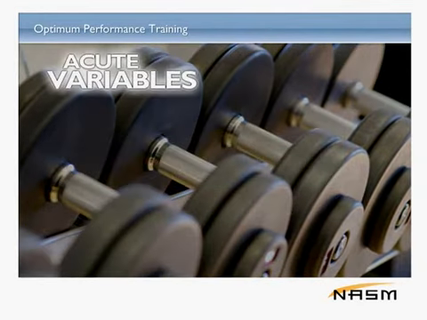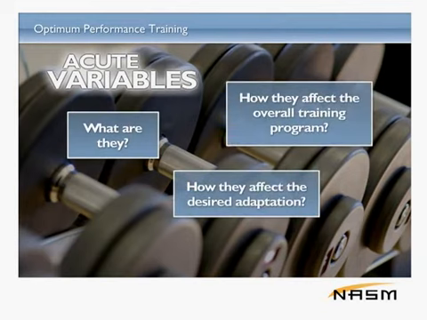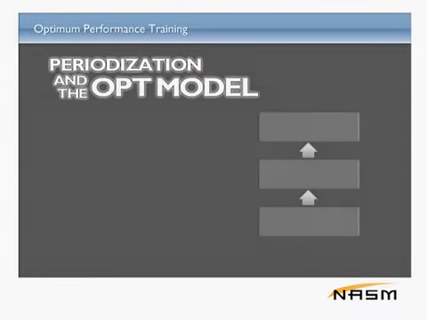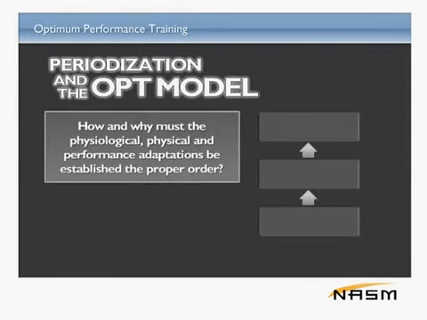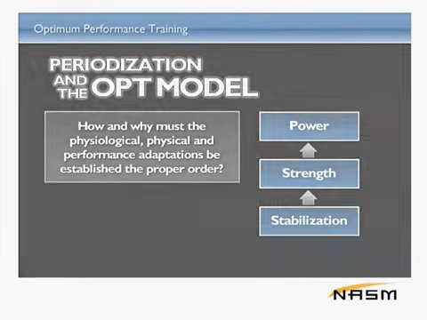First, acute variables. What are they? How do they affect the desired adaptation? And how do they affect the overall training program? Second, periodization and the OPT model. How and why must the physiological, physical, and performance adaptations of stabilization, strength, and power take place in a planned, progressive manner to establish the proper foundation for each subsequent adaptation?